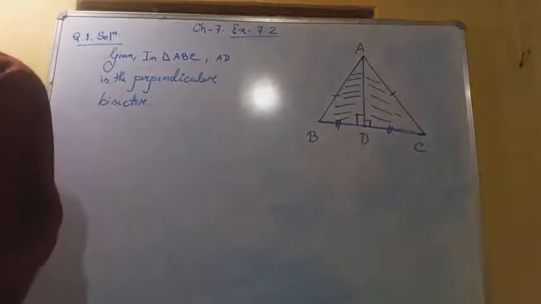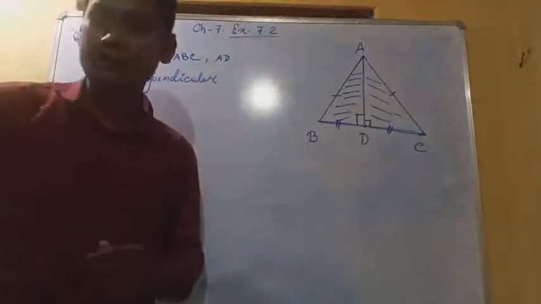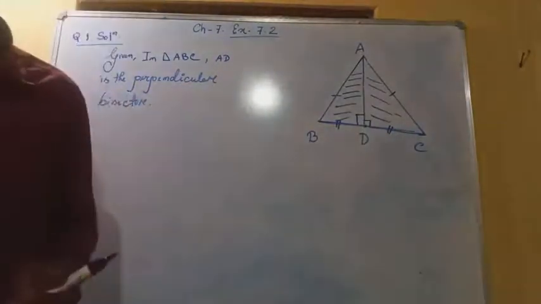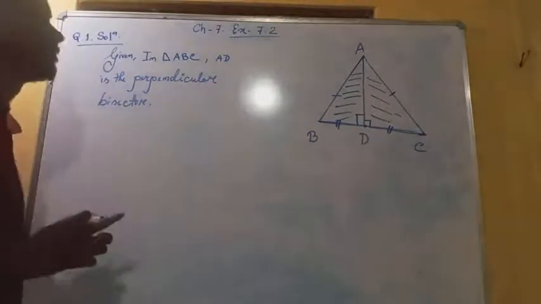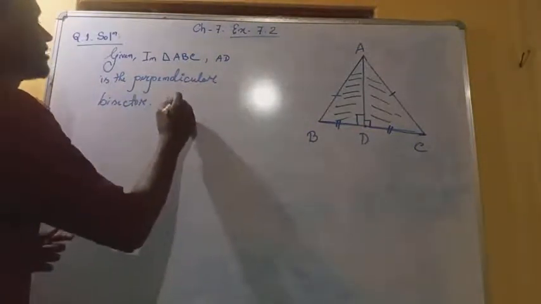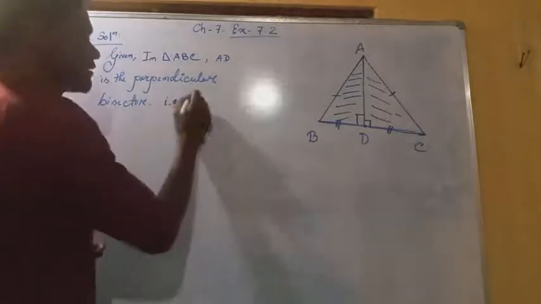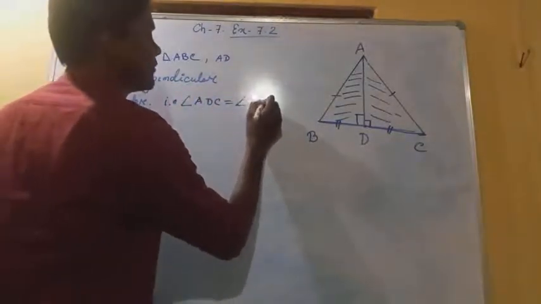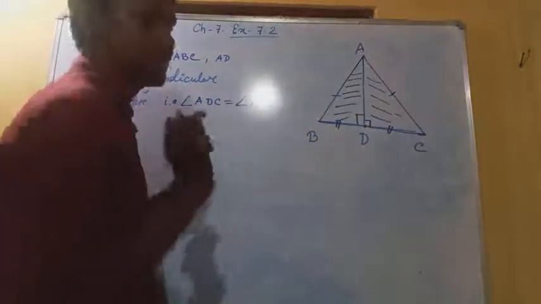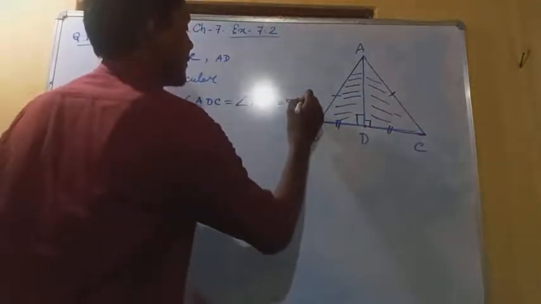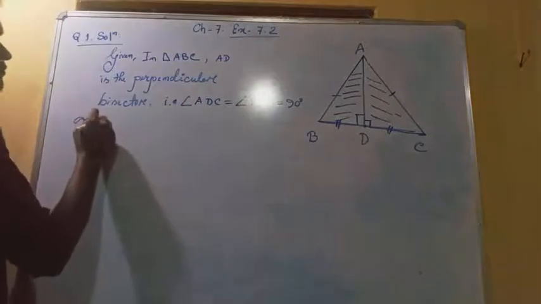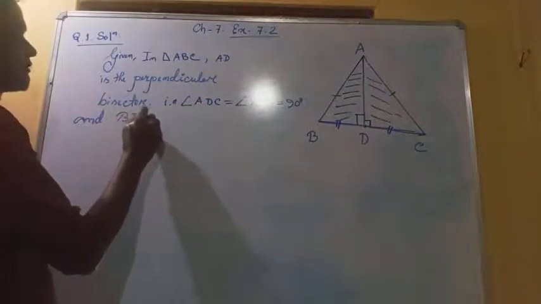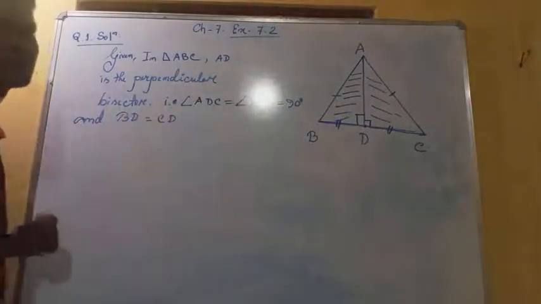So that means, see the figure, perpendicular bisector of BC, and apart from this, in the question it is given that ABC is an isosceles triangle. So AD is the perpendicular bisector. That means angle ADC is equal to angle ADB. Both the angles are 90 degrees. And BD is equal to CD. This is given. These are the two data given.